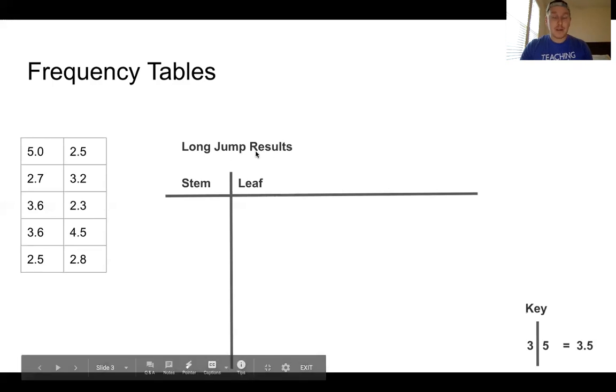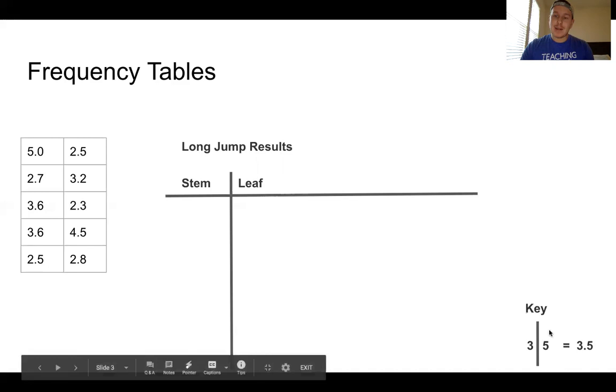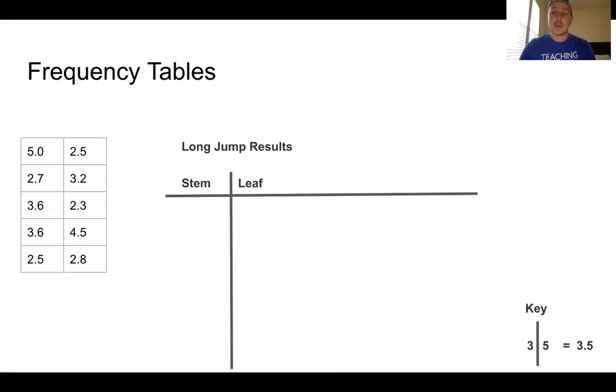I gave it a title. It's always important to label your data representations. And I have my key down here, okay? What you should notice though is that when the 3 is to the left of the line and the 5 is to the right of the line, that gives me 3 and 5/10. So what I know is the 3 or the stem is going to be the ones place and the leaf is going to be the tenths place.